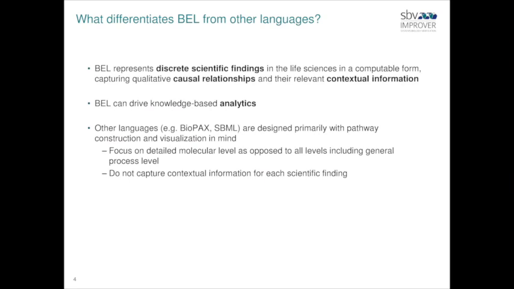And another feature is that the other languages such as BioPax do not enable you to capture contextual information for the findings. And so when we refer to context here, we basically just mean what species or what specific cell types these scientific findings were originally generated in. And so these other languages don't have this capability, but you are able to capture this additional information in the BEL language.